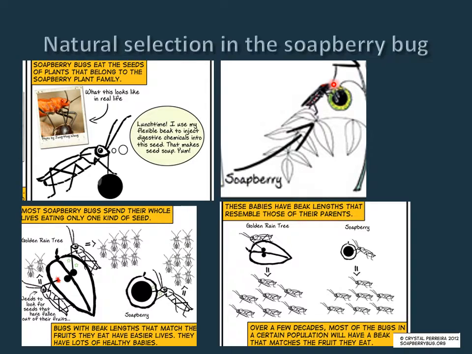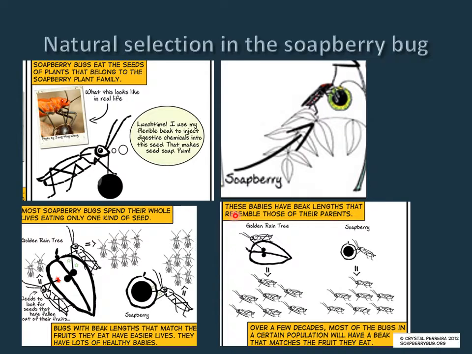So they need a beak length that's long enough to get from the outside of the fruit into the center to this seed. Bugs with a beak length that matches the fruit they eat, long enough to get to the center of that fruit, will have easier lives, because any berry they go to, they'll be able to get to the seed and eat. And bugs with beak lengths, as this cartoon says, that match the length of the fruits that they eat have easier lives. And when they have easier lives, they'll have lots of healthy babies.